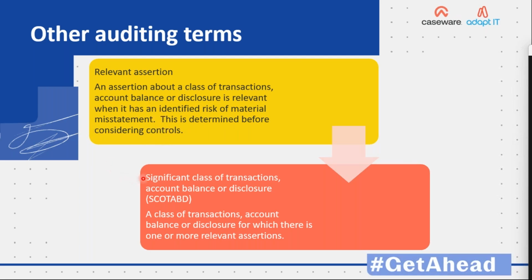Another term that you will hear going forward is SCOTABD, the significant class of transactions, account balance, or disclosure. It is a class of transaction, account balance, or disclosure for which there is one or more relevant assertion. So these two work together hand in hand. You'll get a SCOTABD, you'll get one or more relevant assertions for the class of transaction. Then you'll just need to know how to incorporate that into your audit flow.